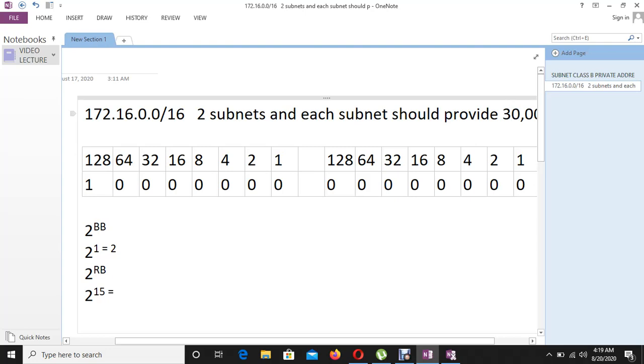That means you have to use the entire host portion. We are not going to borrow anything. So that is the problem. Right now we want to borrow. So we said every department is having 30,000 users for each of these 2 subnets. So it's good that we do some clarification right here before we move.